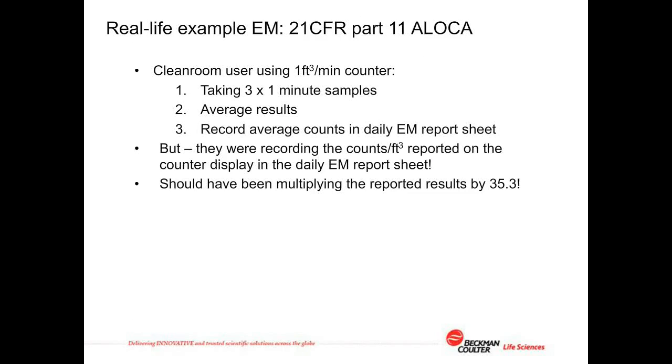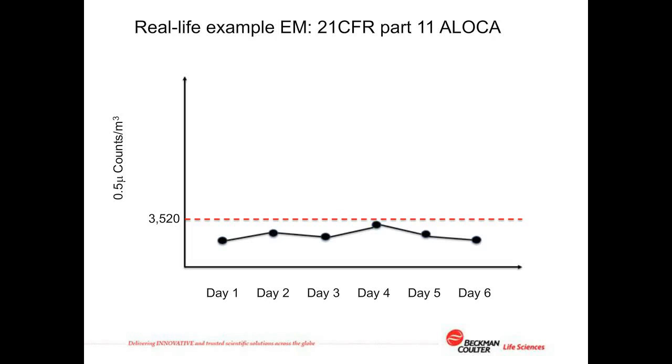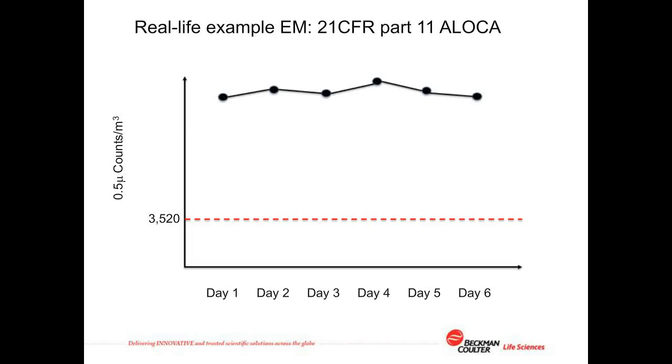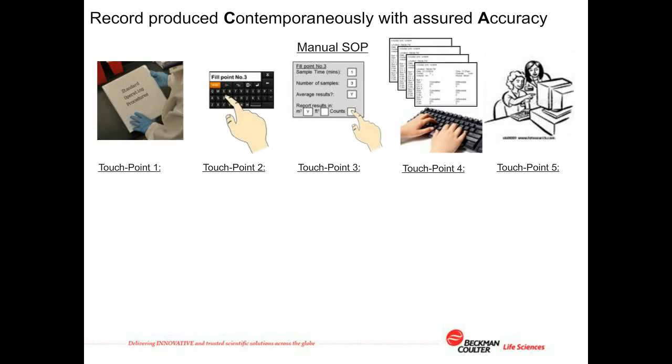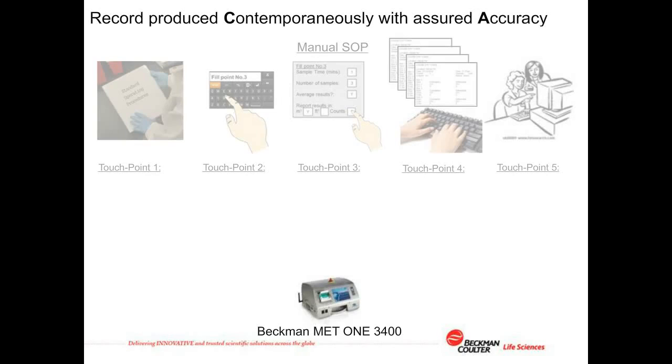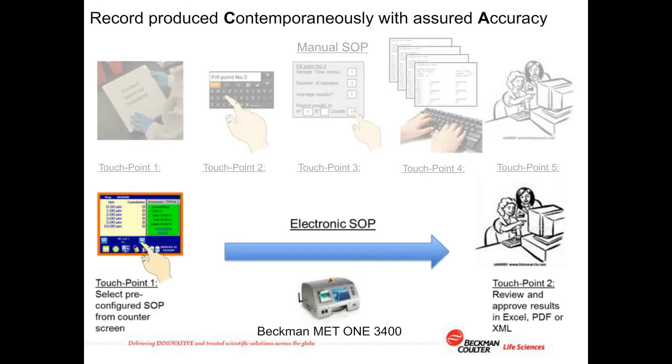So in fact, the counts they were recording were way below what they should have been recording. And in fact, if they applied the multiplier, they were already out of compliance. And they've been working this way for 6 months. Very dangerous. So you can see how complicated it can all be. And that's why we've allowed you to put the electronic SOP straight into the particle counter, which means you select the SOP from the particle counter screen. It does all the configuration automatically and contemporaneously generates an accurate electronic record straight to your remote server via wireless Ethernet.